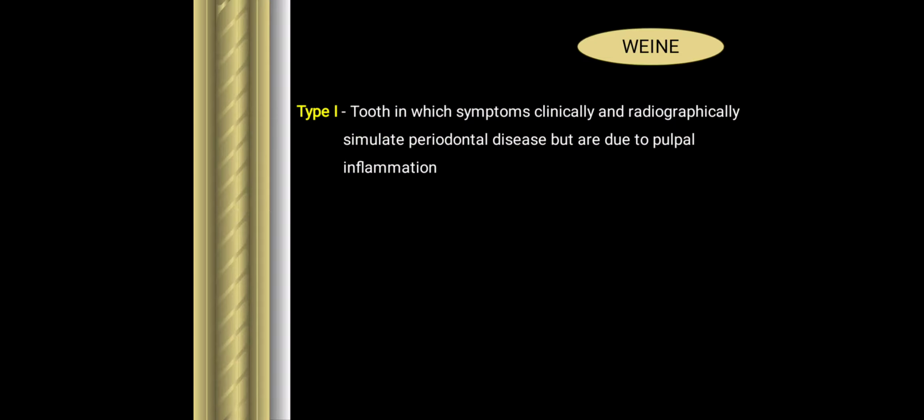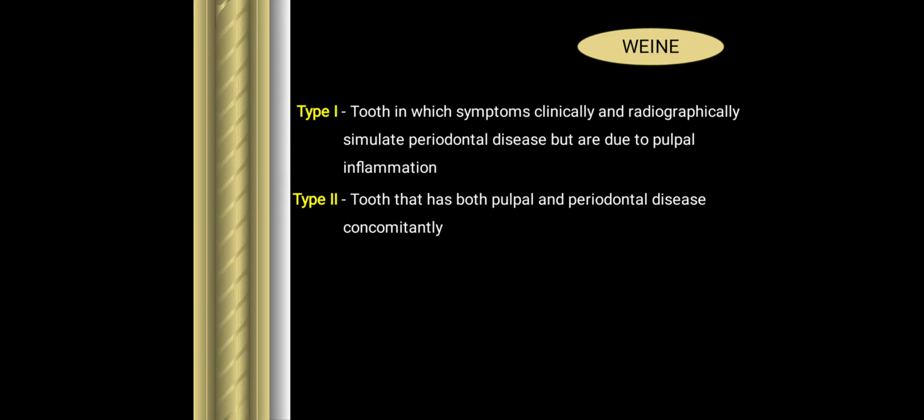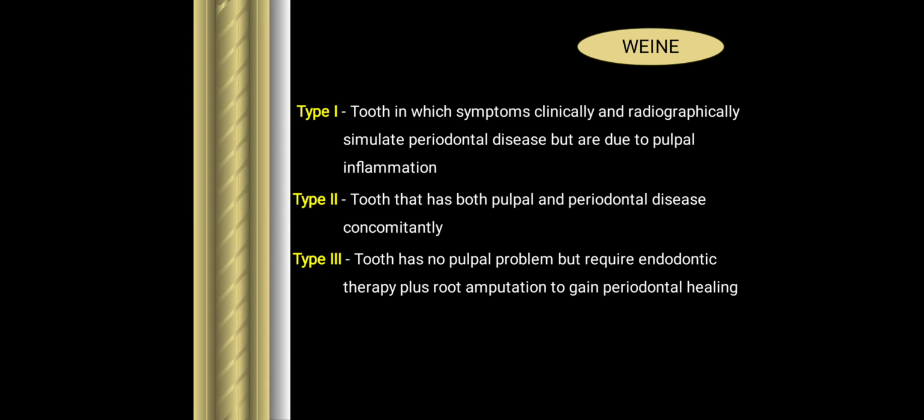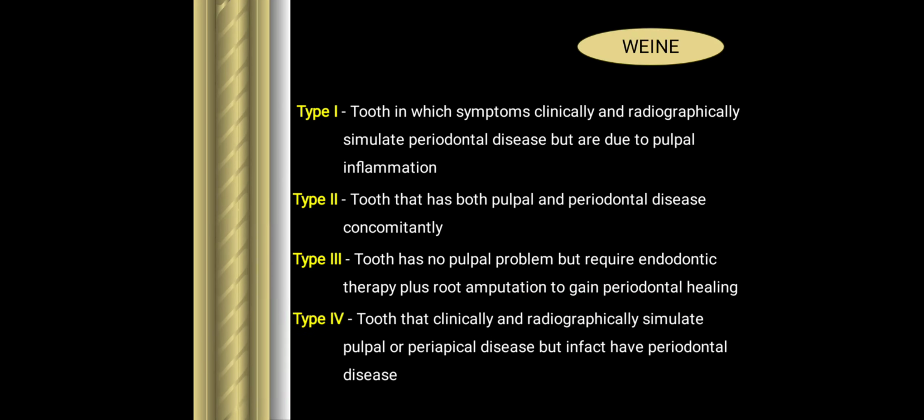Classification given by Weine: in type 1, the tooth in which symptoms clinically and radiographically simulate periodontal disease but are due to pulpal inflammation. In type 2, the tooth has both pulpal and periodontal disease concomitantly. In type 3, the tooth has no pulpal problem but requires endodontic therapy plus root amputation to gain periodontal healing. In type 4, the tooth clinically and radiographically simulates pulpal or periapical disease but in fact has periodontal disease.